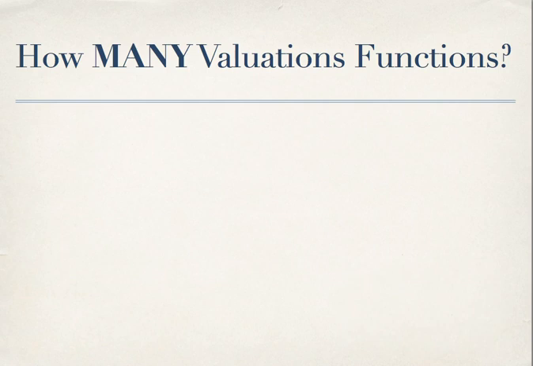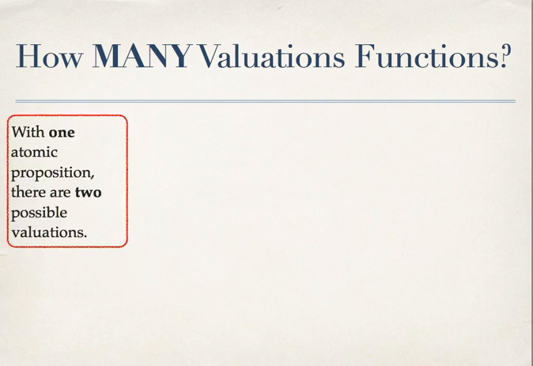We've seen this before in another video, but just to refresh your memory, the number of valuation functions depends on the number of atomic propositions that we are considering. So for example, if we are considering only one atomic proposition, then there are in total two possible valuation functions. One is the valuation function that assigns the truth value true, or 1, to the atomic proposition in question, and the other assigns the truth value 0, or false, to it.